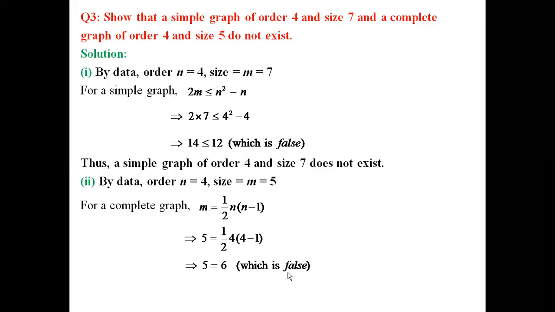The meaning of saying that it is a false expression is that a complete graph of order 4 and size 5 does not exist. So for the given values of n and m, in both a simple graph and a complete graph, we have shown that such graphs do not exist. Next problem.